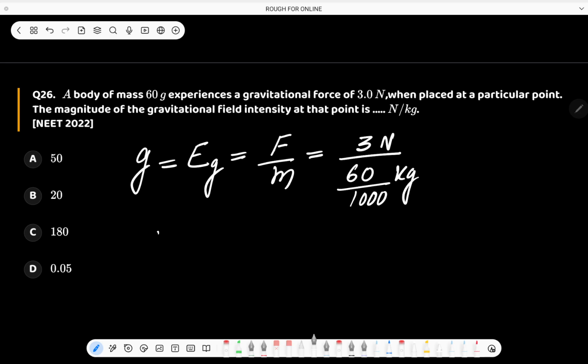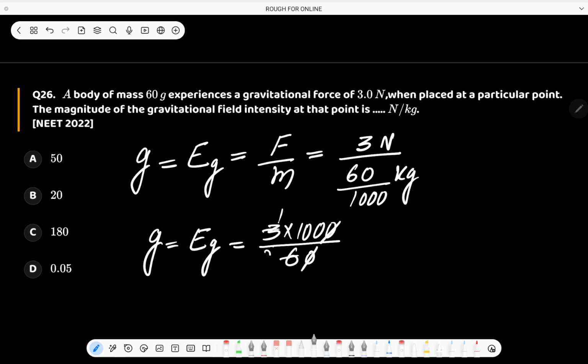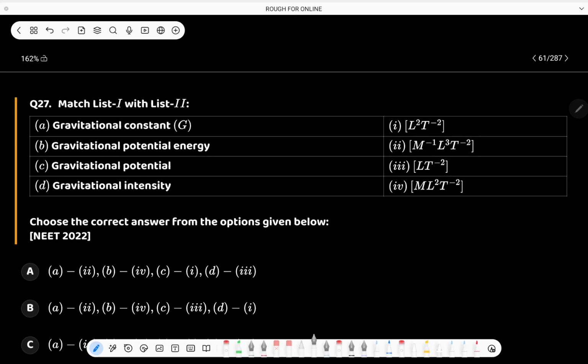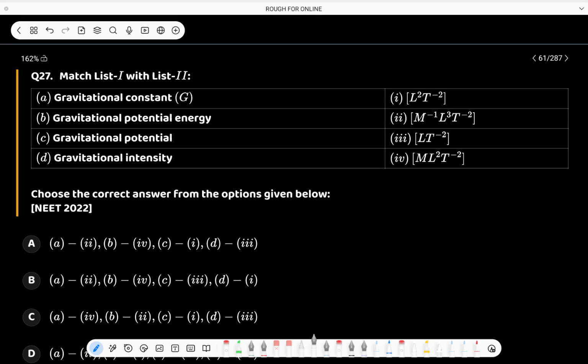So g, or gravitational field, acceleration due to gravity, will be equal to 3 into 1000 divided by 60. This and this will cancel, this is 3 1 3 2, so 100 by 2 comes out to be exactly 50 Newton per kg. So 50 Newton per kg is the answer to this question. Easy question. Question number 7, beta, these physical quantities are given to you, A, B, C, D, and dimensional formulae are given, and you will have to match the physical quantity with the dimensional formulae.